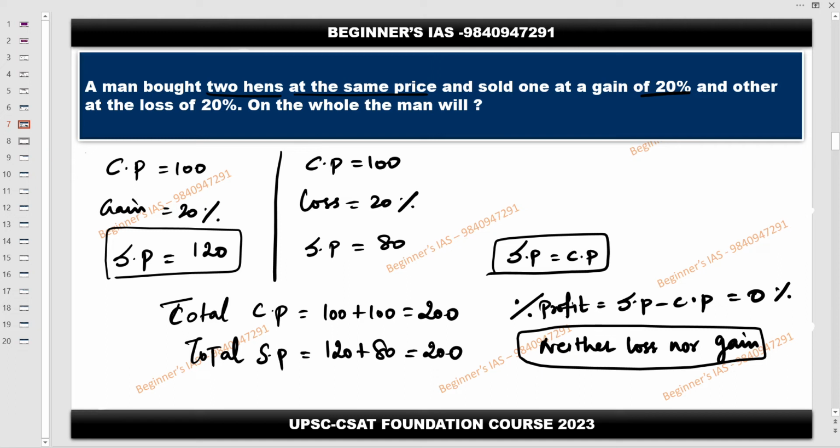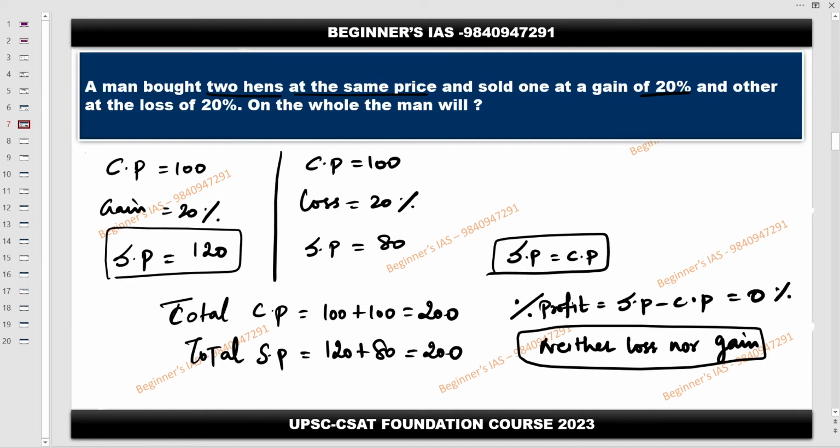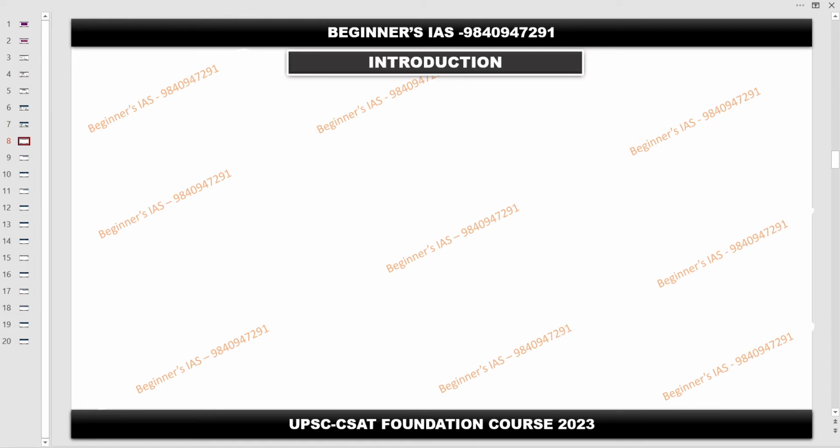Fine. I hope everyone is clear now. Always remember, when the SP is equal to the CP, there is no profit, no loss. That is the common thing you need to understand. So that is what I presented with that question. Now listen carefully. I will give you one simple question. You people answer.